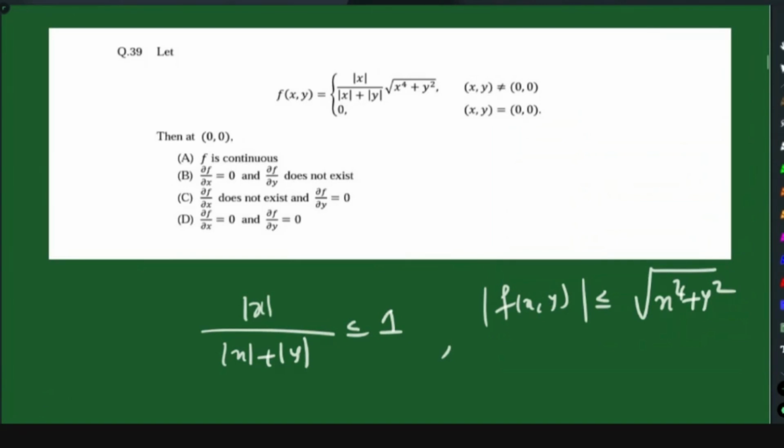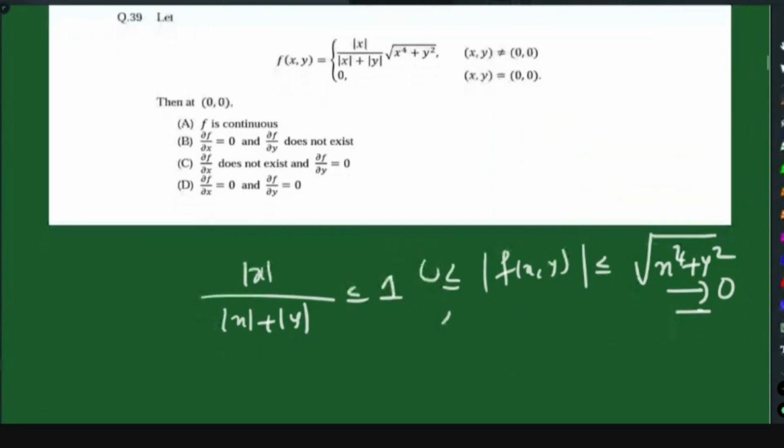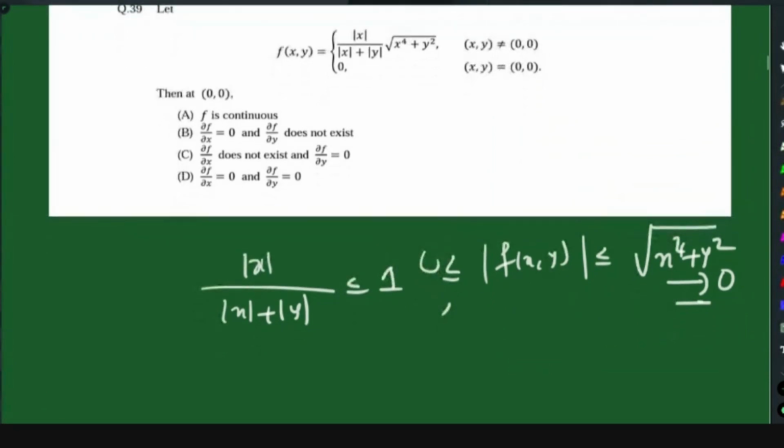Once you send (x, y) tending to (0, 0), what happens to the right side? It goes to 0, since x and y are going to 0, so x raised to 4 plus y square goes to 0, and the root of that value goes to 0. The left side is always positive, so the in-between thing also has to go to 0. So you get limit of f(x, y) as (x, y) tends to (0, 0) is 0. You understand this? Yes, sir. What about the second one?